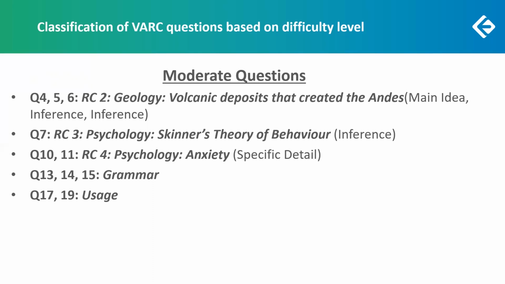RC3, the psychology RC, that is the one that discussed Skinner's theory of behavior, had one easy question, that one inference. There was another psychology passage, the one that dealt with anxiety and what are the benefits and what are the cons of anxiety. 2 of the 3 questions of this passage were easy, and both were specific detail questions, detail-based questions.